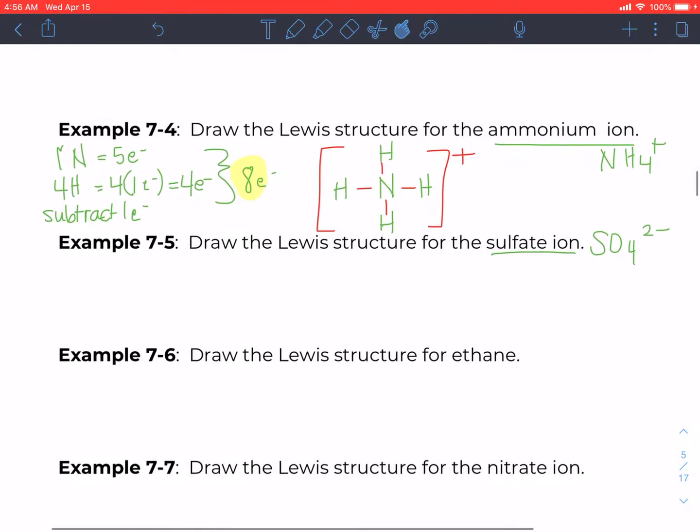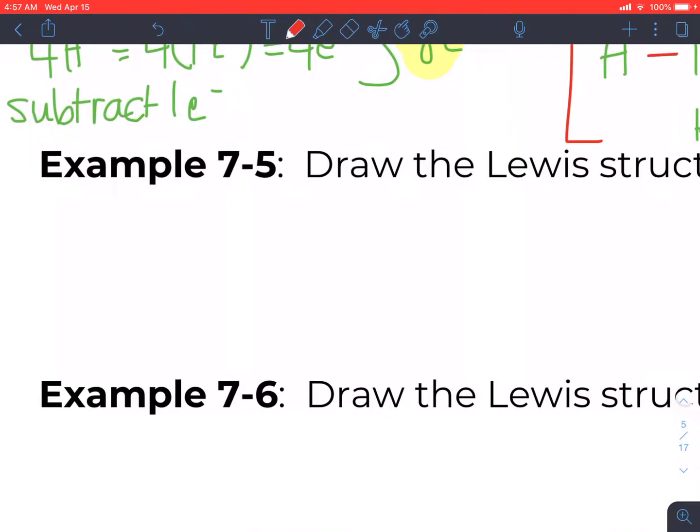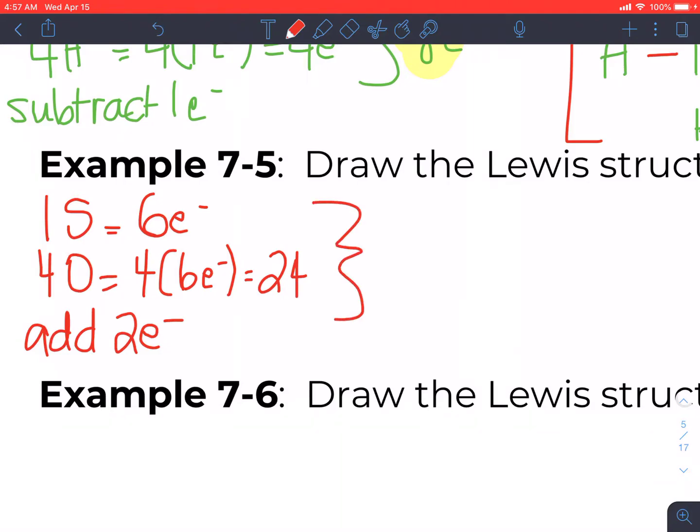Okay, let's try sulfate real quick. SO4 2-, so once again we're going to count 1 S, 4 O's. Now because it's a negative ion, I'm going to add 2 electrons to the total. Sulfur's in group 6, oxygen's in group 6. This is 24. So I have a total of 32 electrons that I have to account for.